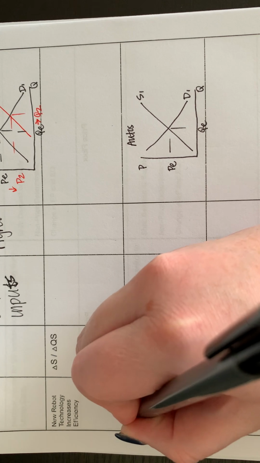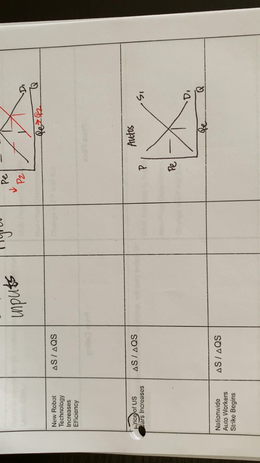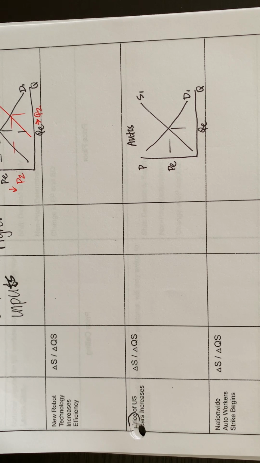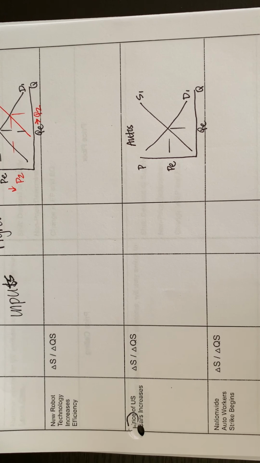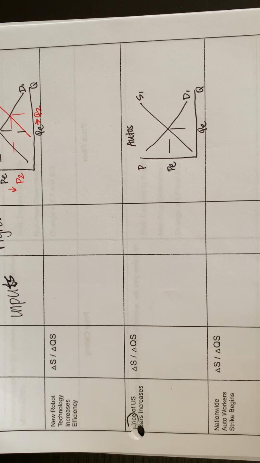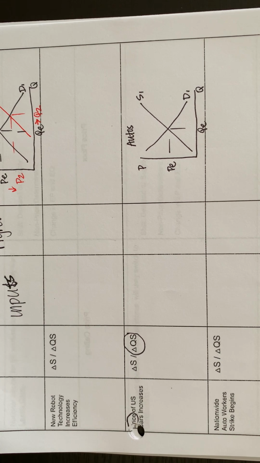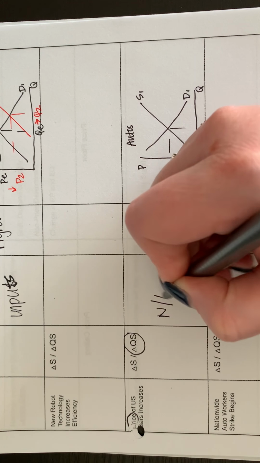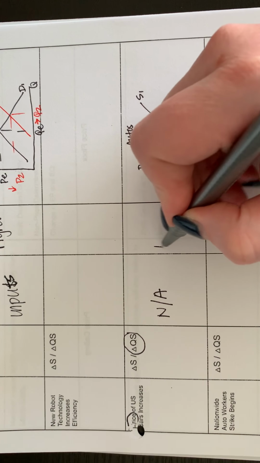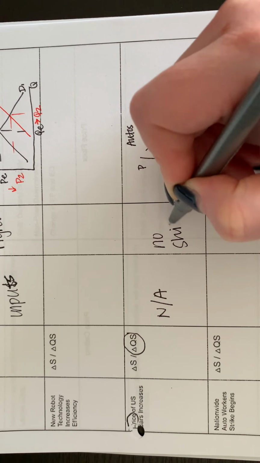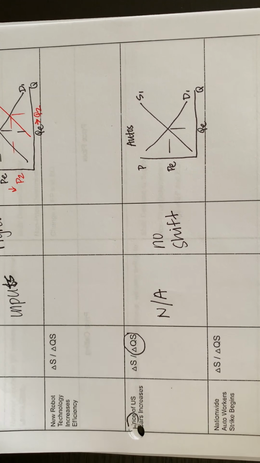Number 3 says price of U.S. cars increases. And our key word here is price. So if we have a price change, are we going to have a change in supply or change in quantity supplied? It will be a change in quantity supplied because it is a price change. Therefore, we're going to move along the curve. So this is NA, and this is going to be no shift because we're not shifting the supply curve. We're just going to move on it.